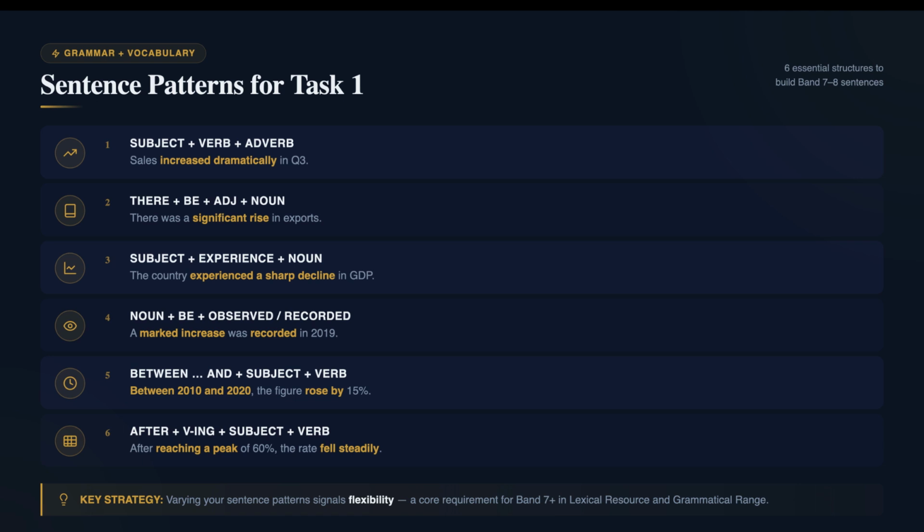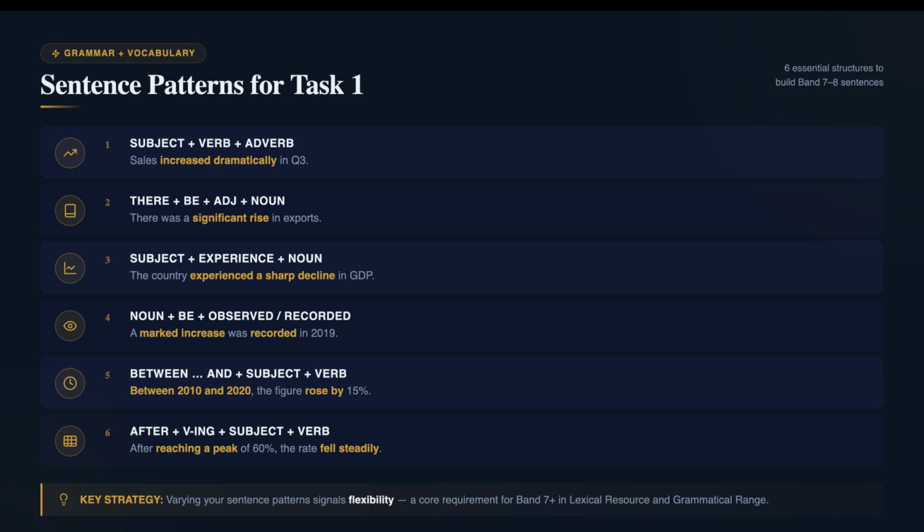So, here are the 6 sentence patterns for your IELTS Academic Writing Task 1. Again, these formulas and sentence structures help you increase your band score from 7 to band 8. All right, let's have a look at sentence pattern and formula 1.